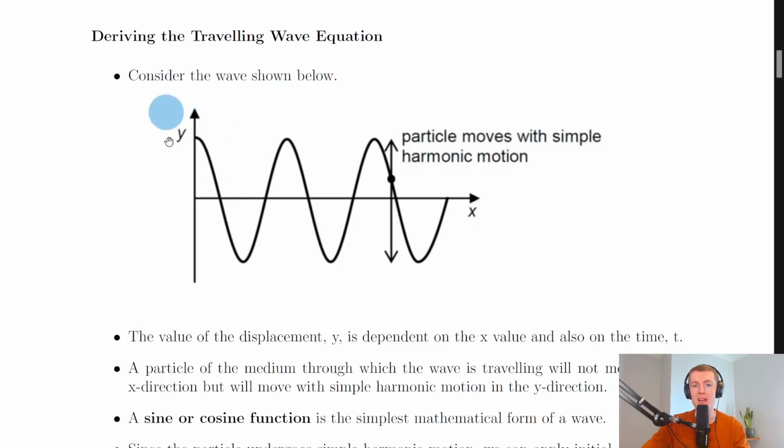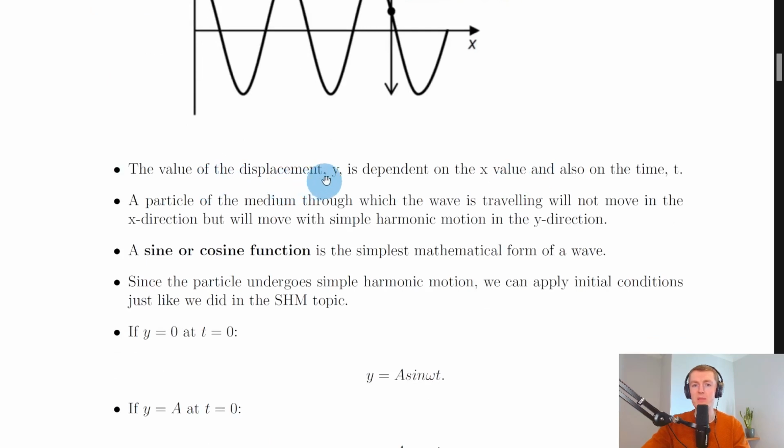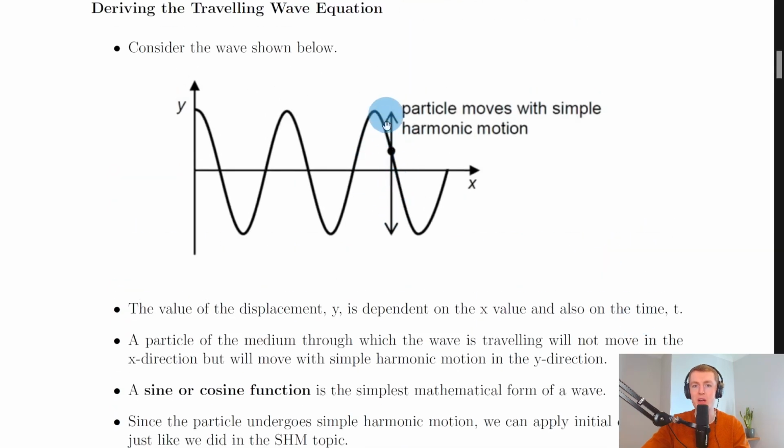So we have a y-axis and an x-axis and we've got this cosine wave shown. And it shows a particle here moving up and down and says the particle moves with simple harmonic motion. It then says the value of the displacement y is dependent on the x value and also on the time t. A particle of the medium through which the wave is travelling will not move in the x direction, but will move with simple harmonic motion in the y direction. So we've just seen that with this particle in the picture here.